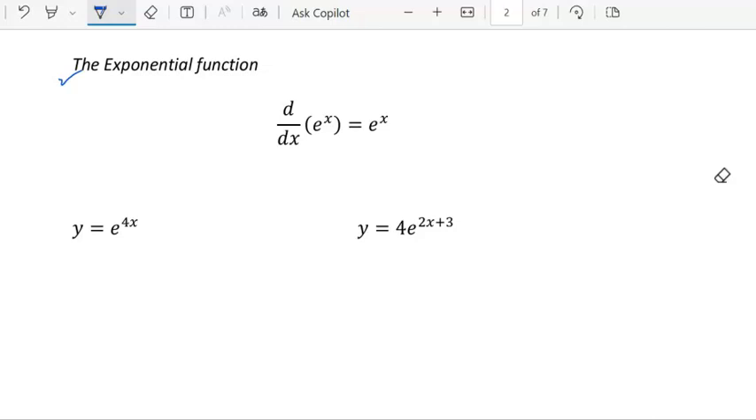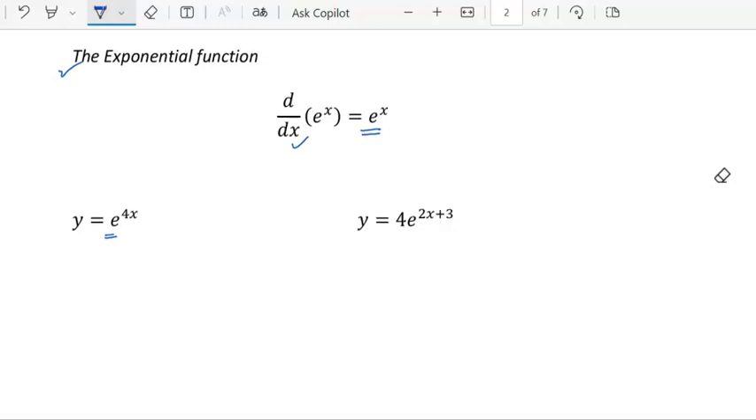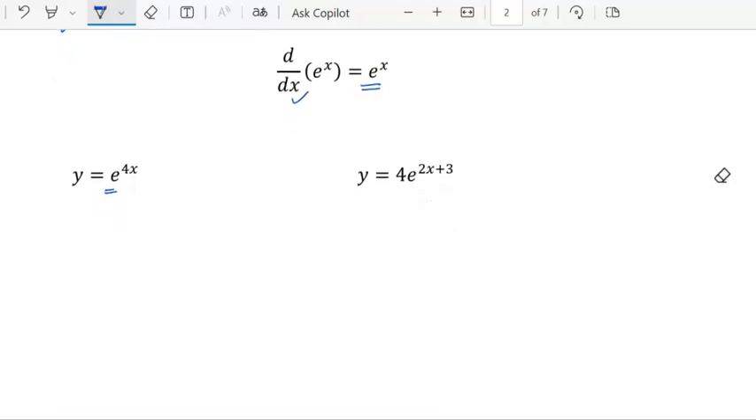Now what you should know is that the derivative of e to the x remains e to the x. This is one function that remains the same when you differentiate it. Now, how do we then get the derivative of e to the power 4x? How do we again get the derivative of, say, 4 e to the power 2x plus 3? We are going to use the same concept of the chain rule to understand this. Remember there's a shortcut for this, but understanding it is very, very important.